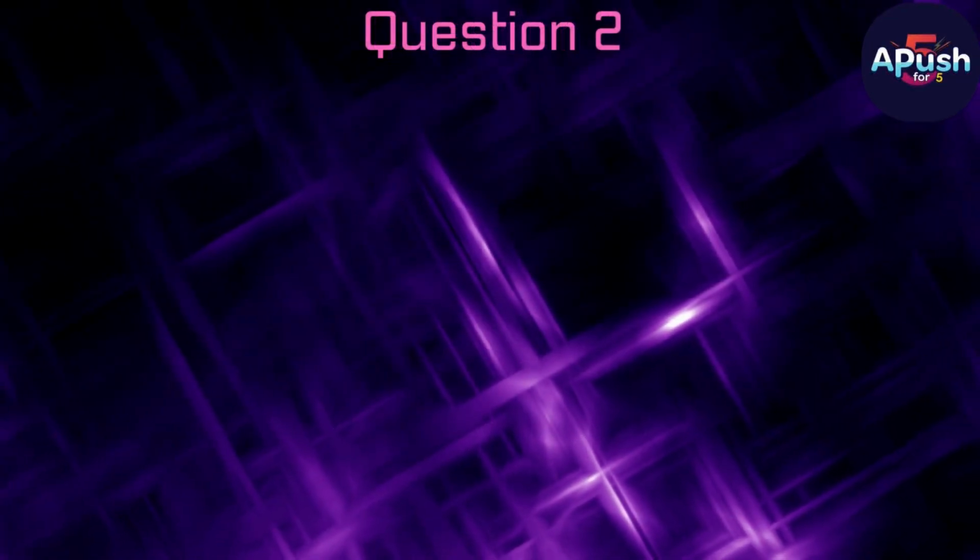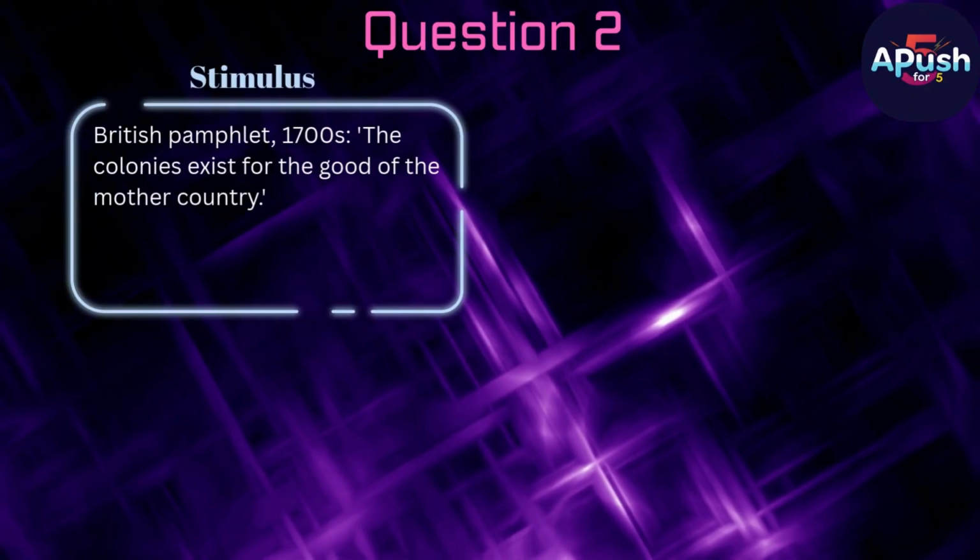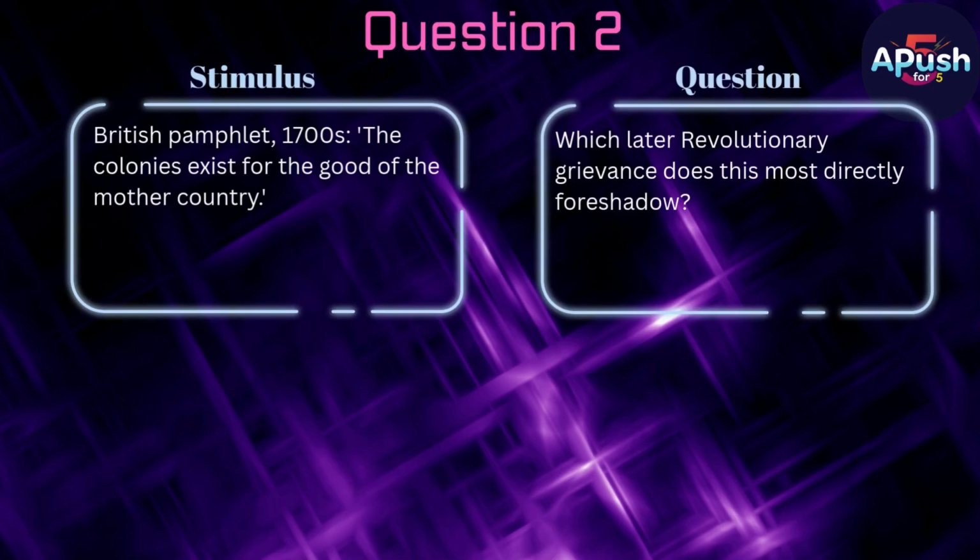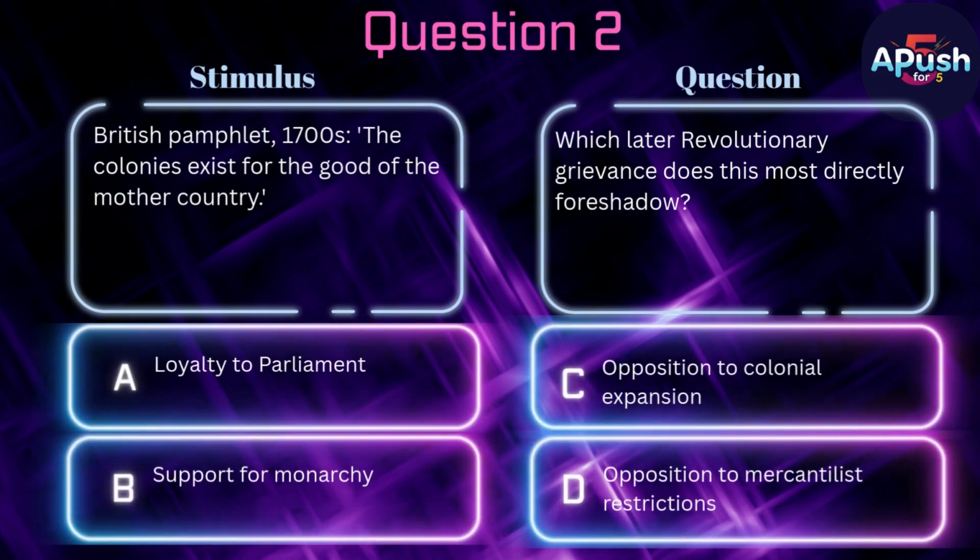Question 2. Stimulus. British pamphlet, 1700s. The colonies exist for the good of the mother country. Question. Which later revolutionary grievance does this most directly foreshadow? A. Loyalty to Parliament. B. Support for monarchy. C. Opposition to colonial expansion. D. Opposition to mercantilist restrictions.